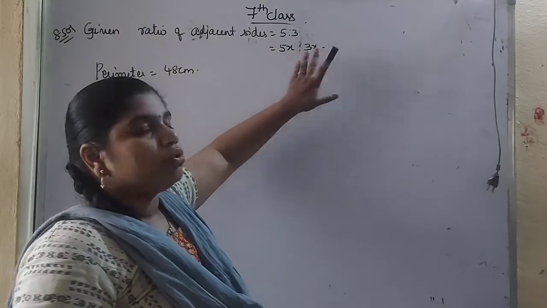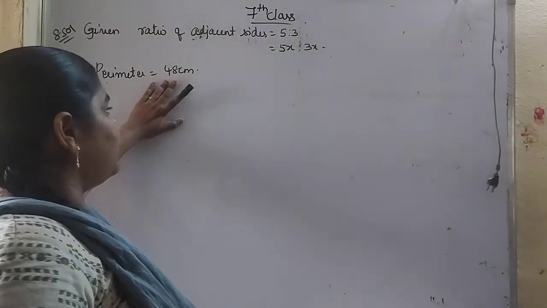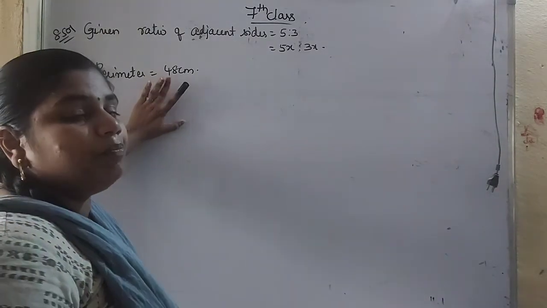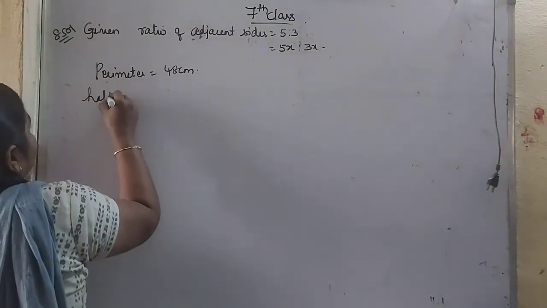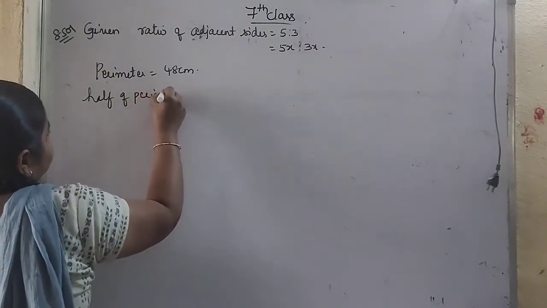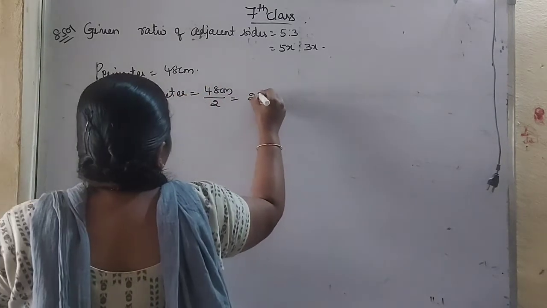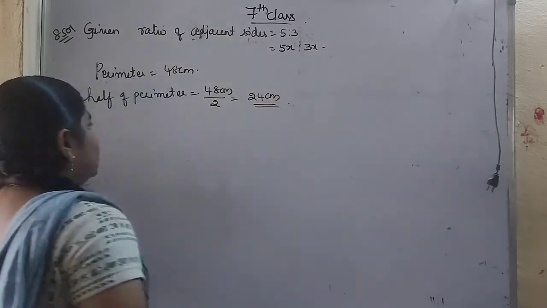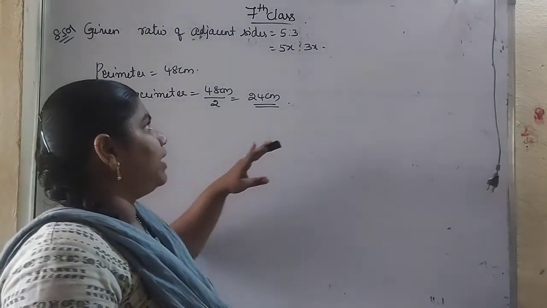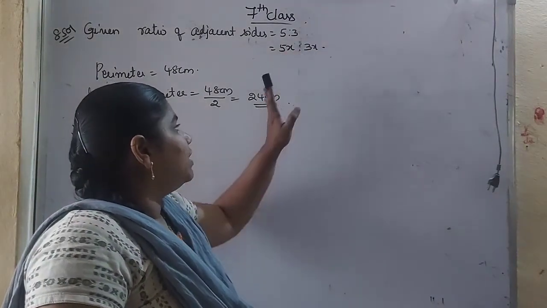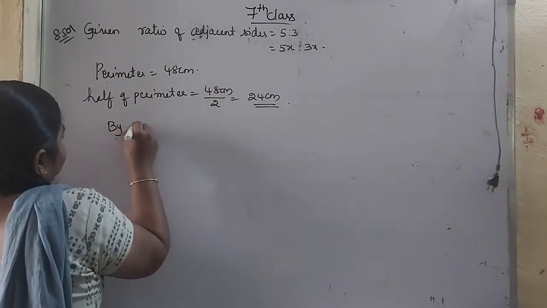But they have mentioned only two sides. Half of four sides is two sides. So in the same way, we have to take half of the perimeter here, because we are finding only for two sides. So half of the perimeter is equal to 48 centimeters by 2, that will be equal to 24 centimeters. So here we got 24 centimeters. So now we can find the x value. If you add these two sides, it should be equal to 24 centimeters.